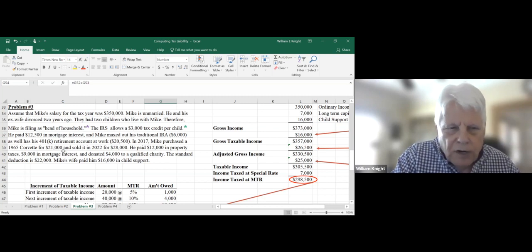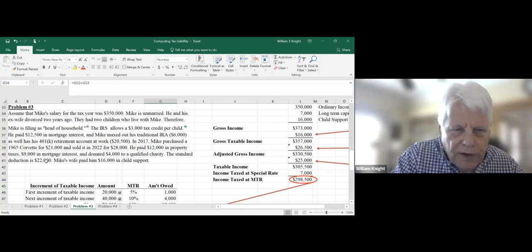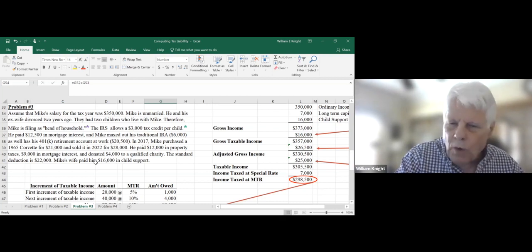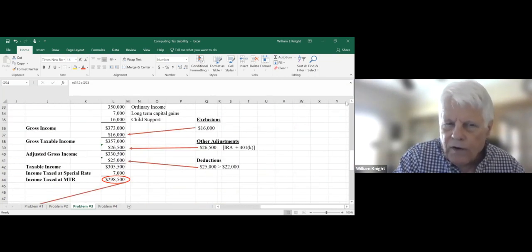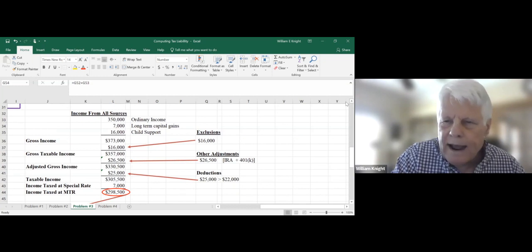The standard deduction is $22,000. And oh yes, Mike's wife paid him $16,000 in child support. So here, Mike's wife is paying him the child support. He's the one responsible for taking care of the kids. So let's look over here at this table for a breakdown of his income.